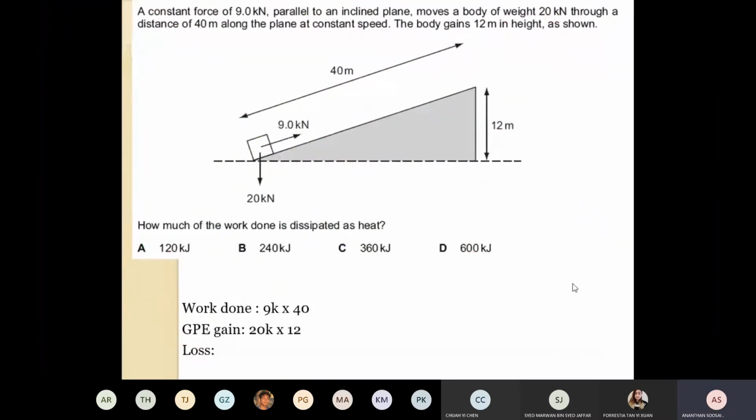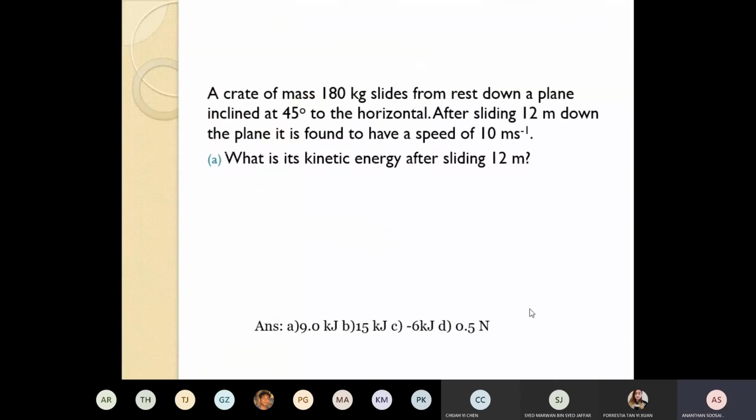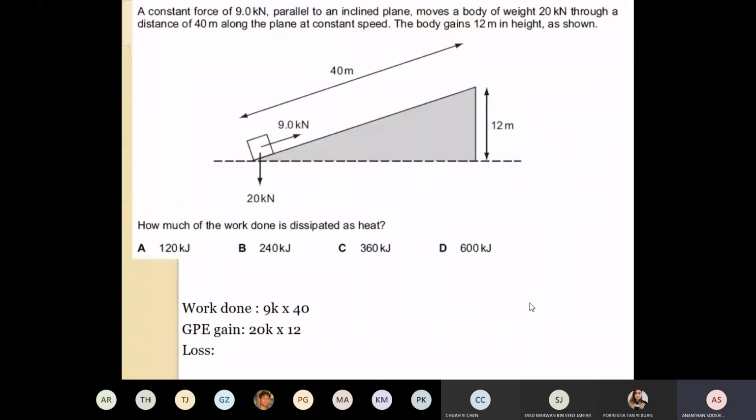Sorry, full screen. Some clue is given at the bottom. What is the answer for this, in 2 minutes? Everyone, please send your answer through WhatsApp. Let me check.